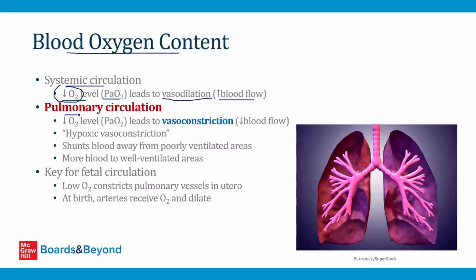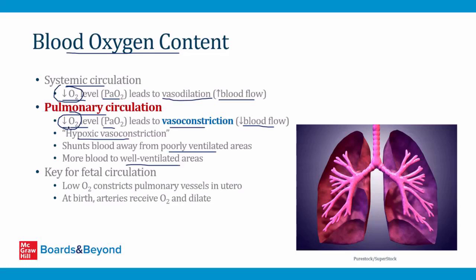In the pulmonary circulation, the opposite happens. When the oxygen level gets low, when there's a low PaO2, this leads to vasoconstriction of pulmonary vessels. This will decrease blood flow through areas of the lungs. This is called hypoxic vasoconstriction, and the idea is when there's a low level of oxygen in blood flowing through the lungs, they want to shunt that blood away because they presume it's a poorly ventilated area, and this will drive more blood flow to well-ventilated areas.